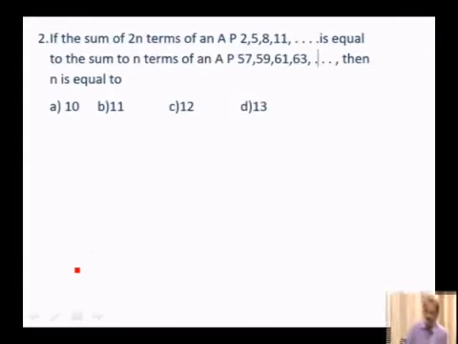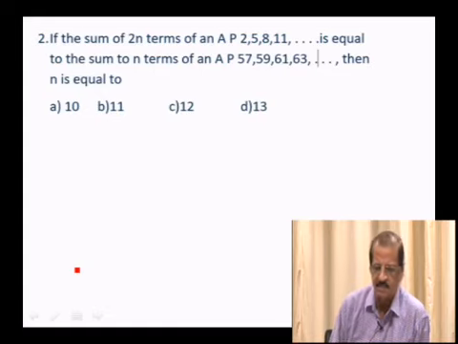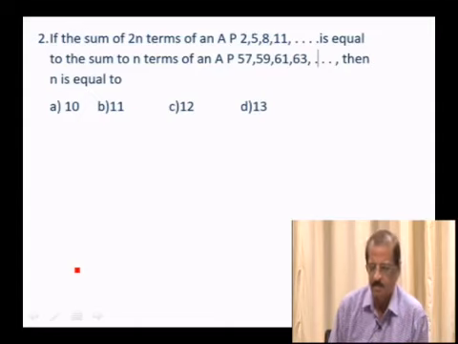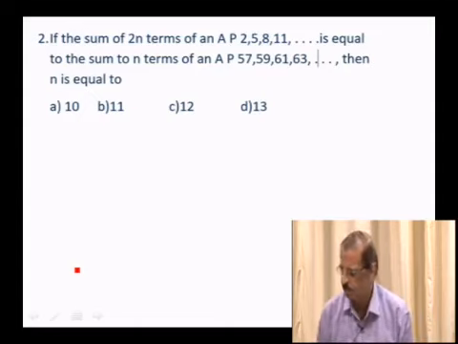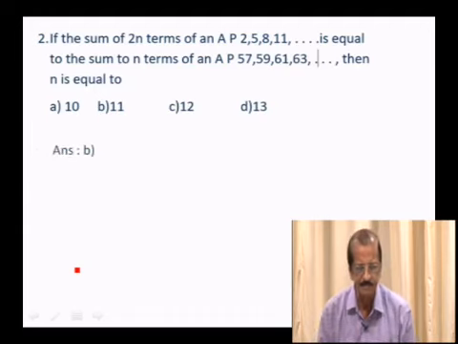Second question: if the sum of 2n terms of the AP 2, 5, 8, 11, ... is equal to the sum of n terms of the AP 57, 59, 61, 63, ..., then n is equal to? So you have to consider these two sums, S2n and Sn, and equate them. From that you can calculate the value of n.